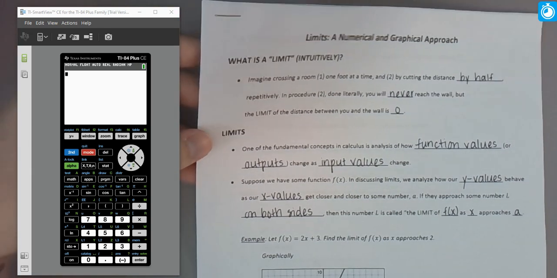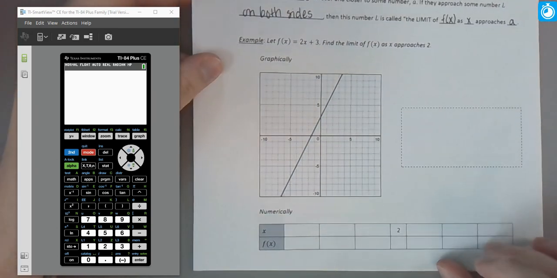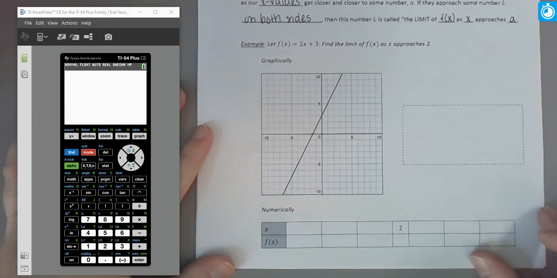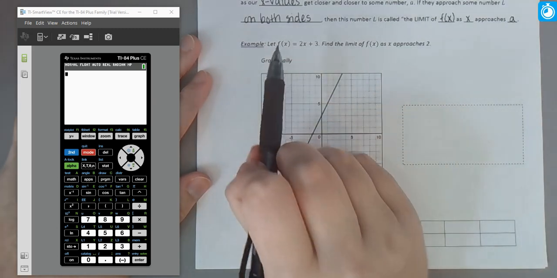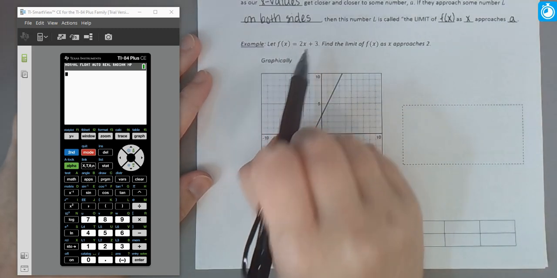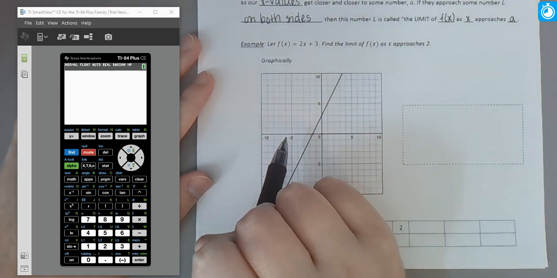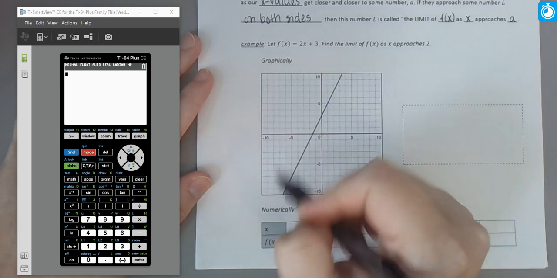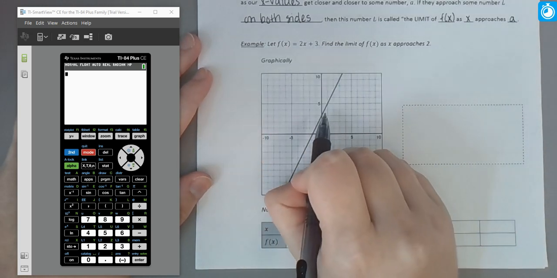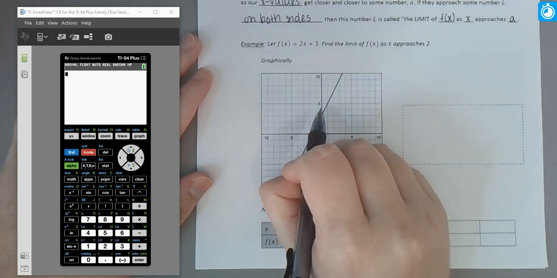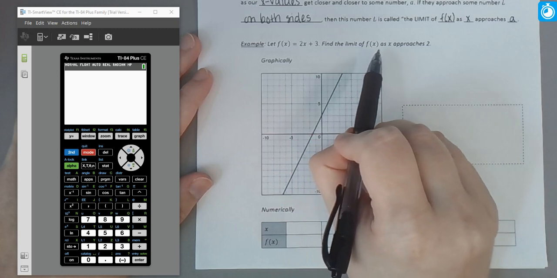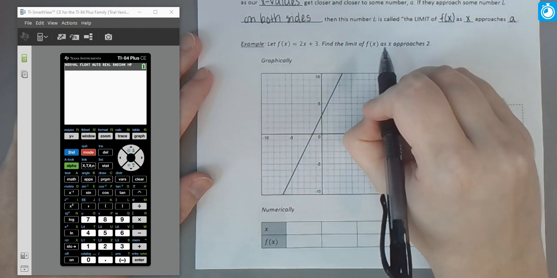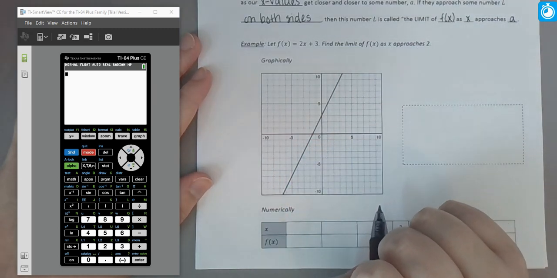So let's look at this in the context of an actual function, an actual example. We're going to look at both ways, graphically and numerically, that we can analyze the limit of this particular function. Let's start with a really basic function. We're going to let f of x be 2x plus 3, a linear function, and we already have it graphed here. We have a y-intercept at positive 3, and this line has a slope of 2, so our rise over run is 2 over 1. We want to find the limit of this function as x approaches 2.